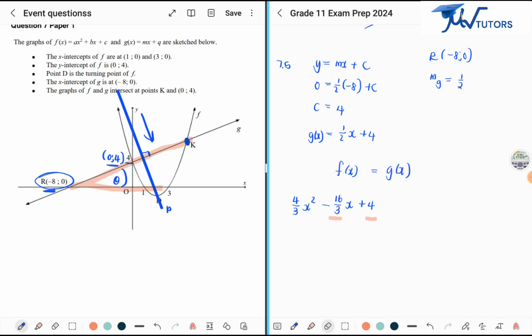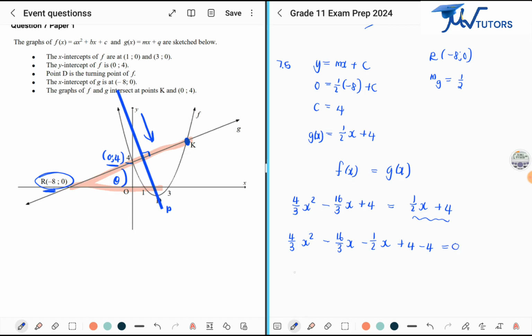Okay, and then we're gonna write now the equation of g, and we are going to do some mathematics gymnastics and solve for x. Whew. I'm gonna bring everything from the right hand side to the left. Okay, so we have 4 over 3 x squared minus 16 over 3x minus a half x. I'm putting the like terms next to each other, plus 4 minus 4 is equal to 0.